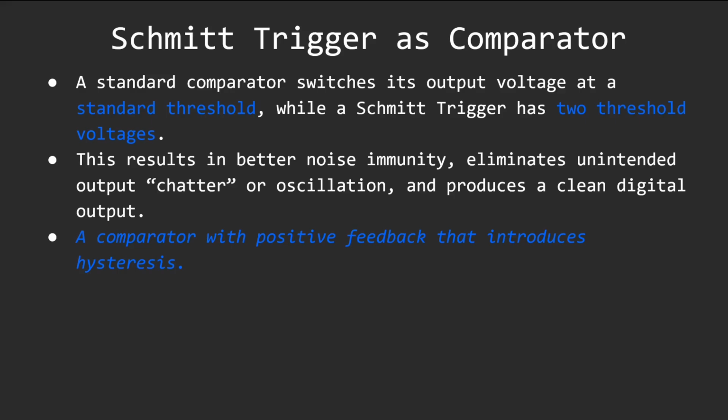Now, you can think of a Schmitt trigger as a type of comparator. A standard comparator switches its output voltage at a single threshold. If the input is one thing, it'll give you positive. If it's another, it'll give you negative. It's just making a basic comparison. Whereas a Schmitt trigger has two threshold voltages. This results in better noise immunity. It eliminates unintended output chatter or oscillation, and it produces a clean digital output. You can think of a Schmitt trigger as a comparator with positive feedback that introduces hysteresis.